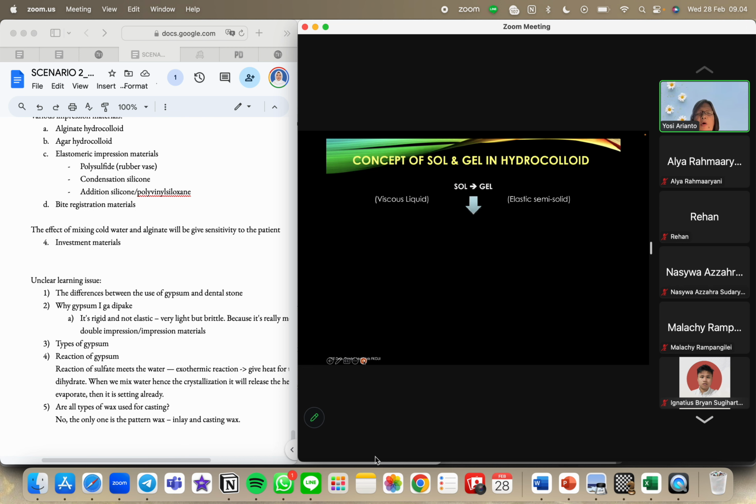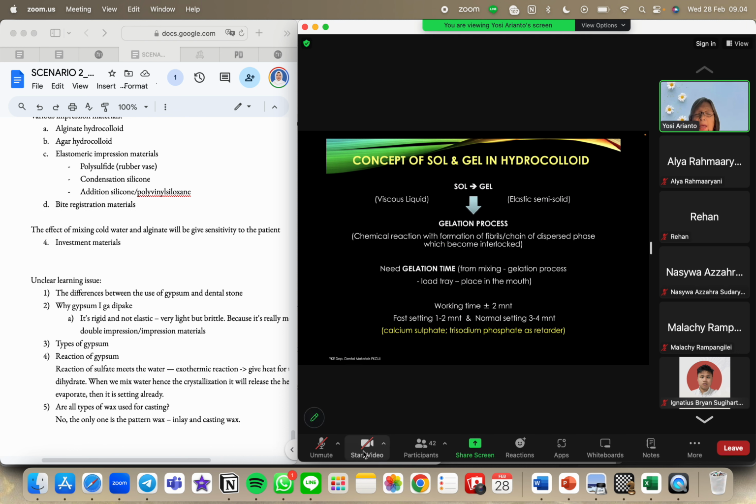This is the concept of sol and gel in hydrocolloid. You can have the sol: when you mix the alginate with water, you have a viscous condition of sol, and then it transforms to the gel condition. So it is elastic semi-solid. And this is the gelation process.